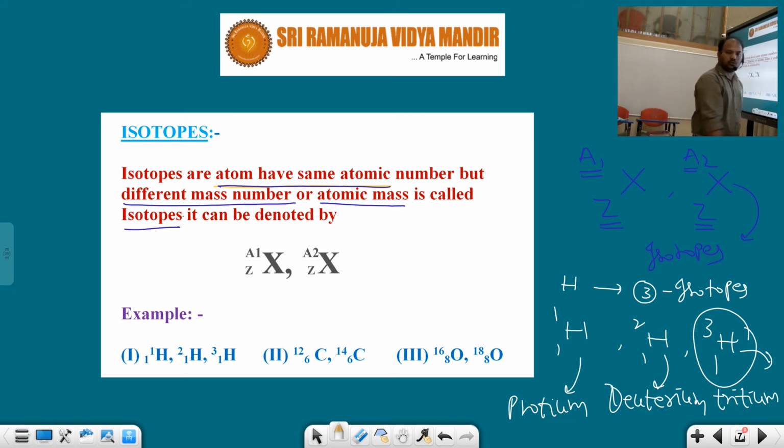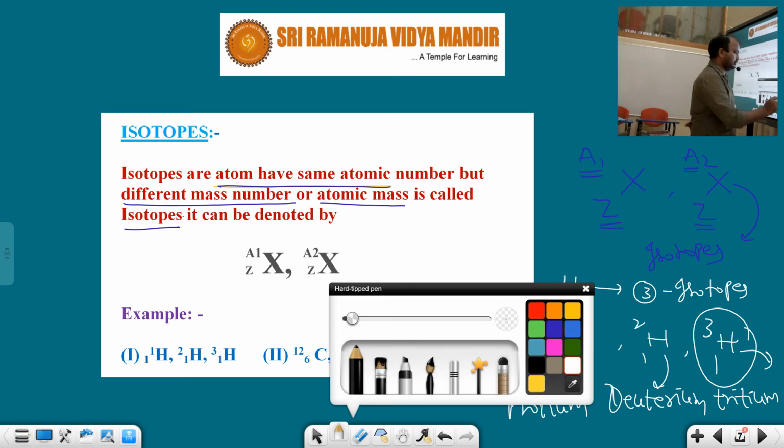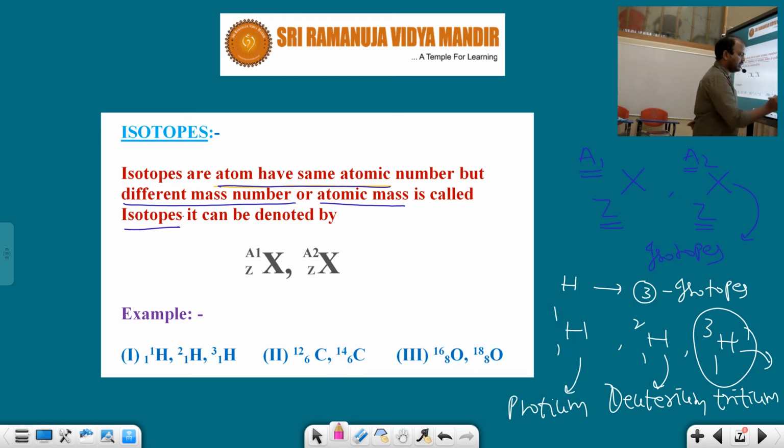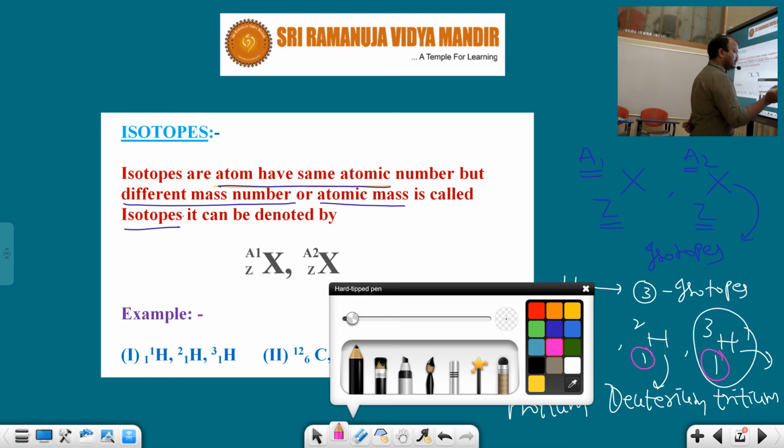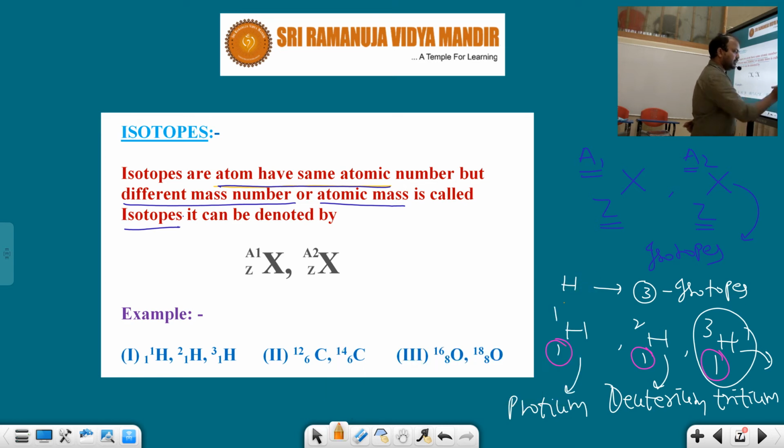Why are they called isotopes of hydrogen? Because of their atomic number, have you looked at it? Their atomic number is the same, 1, 1, 1. The atomic number is the same, but the mass numbers, observe this is mass number 1, this mass number is different, 2, this mass number is different, 3. The atomic number is the same, the mass number is different. That's why these elements are called isotopes.